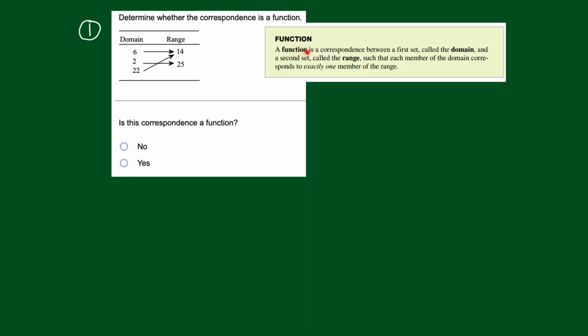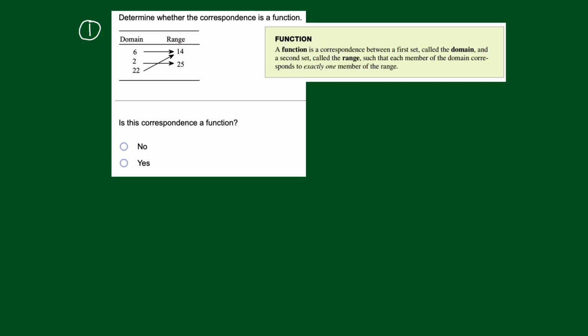So first of all, here's what a function is. You have a first set and a second set. Now, the first set here is this collection of numbers, 6, 2, and 22. So we've got that set. Now, that set is called the domain. Then you have a second set, right? You have over here a second set. We're going to call that set the range. So we have two sets. One's the domain, one's the range, and the range in this case is 14 and 25.